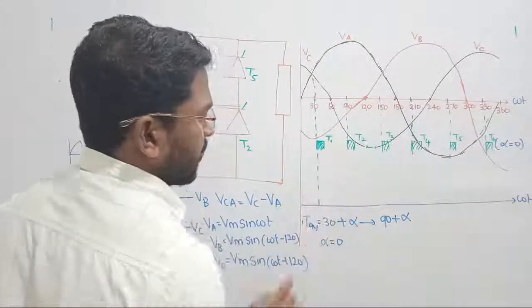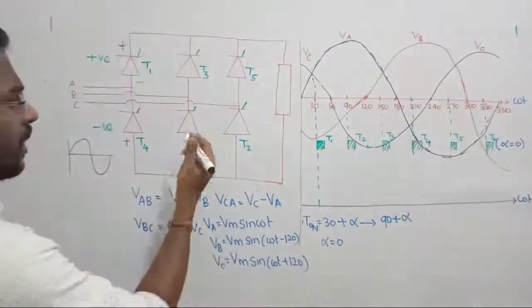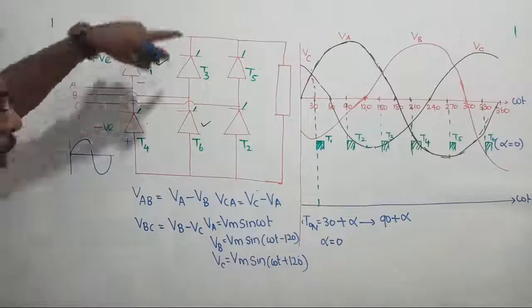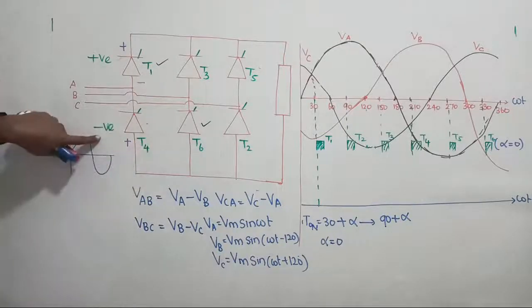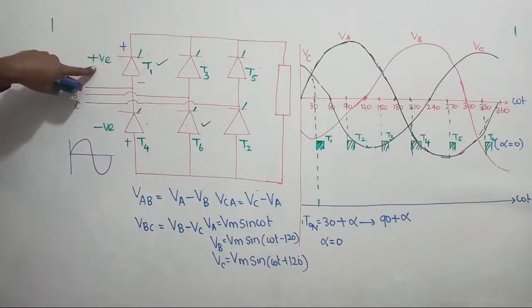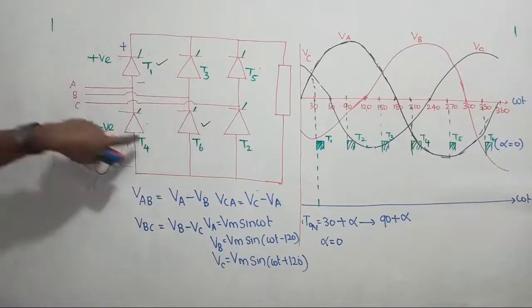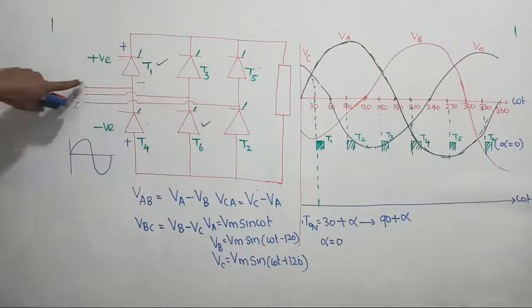At this point we are triggering thyristor T1. T6 is already in connection, and now I am triggering thyristor T1 also. See there: lower leg means we have to consider negative voltage, upper leg means we have to consider positive voltage. So here T6 is whose voltage? Phase B negative. T1 is phase A positive.